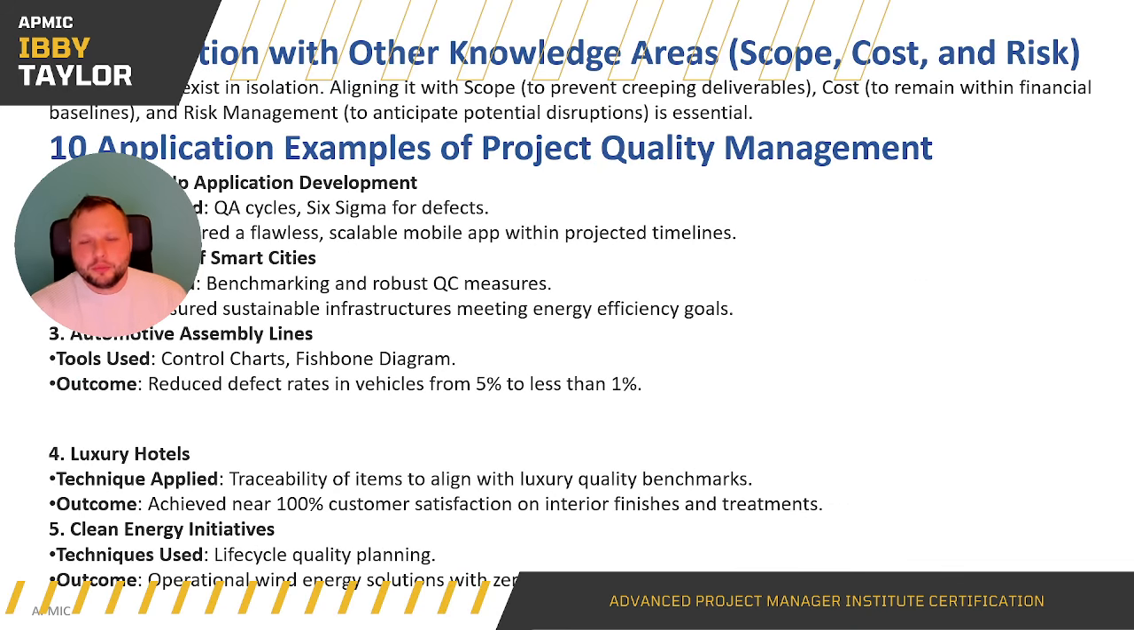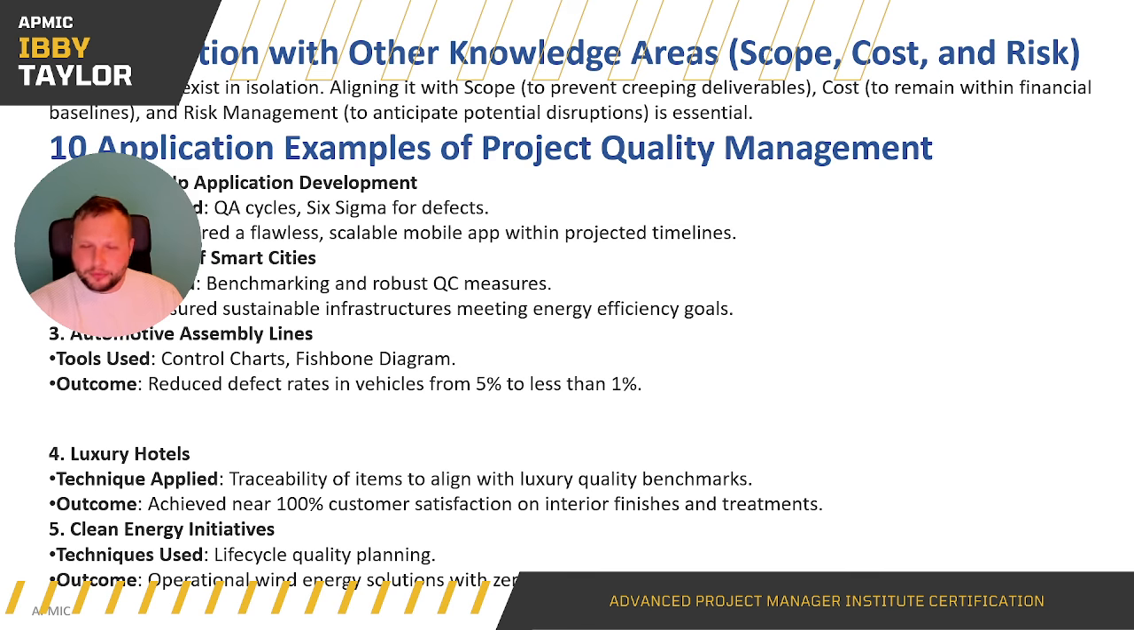So integration with other knowledge areas, scope, cost, risk. Quality can't exist in isolation. It needs to have something else in order to exist. So you align it with the scope and the cost and risk management to ensure that it has value and a place. You've now got some application examples of quality management.